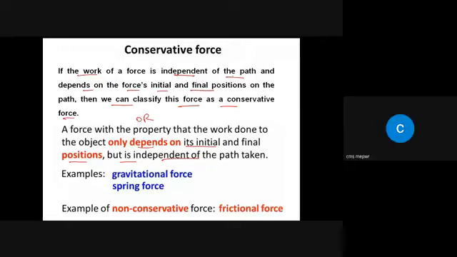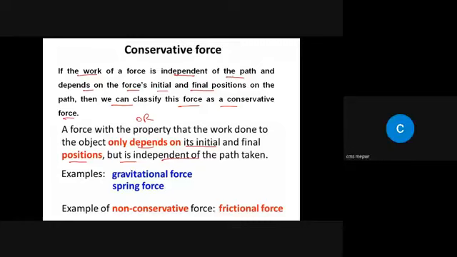Example of conservative force can. Yes, the force is state dependent. Please ask again. Sir, this force is state dependent. Yes, exactly. It depends, means for a given path, if it depends on the end positions only, right?